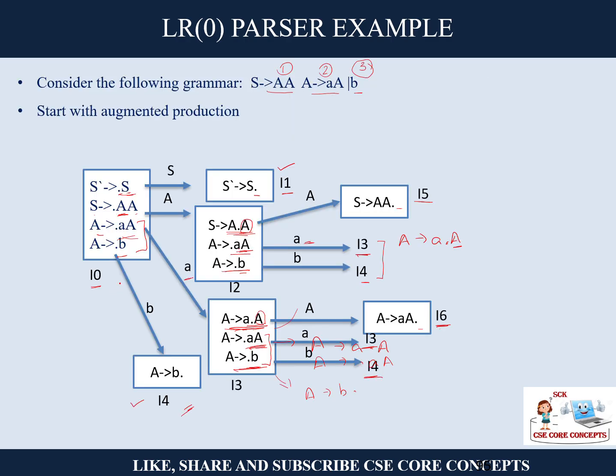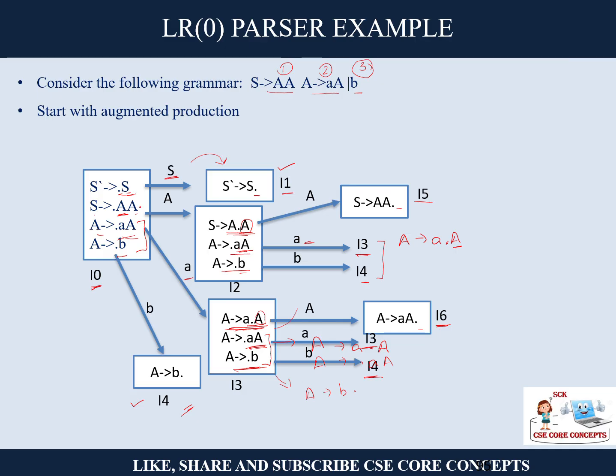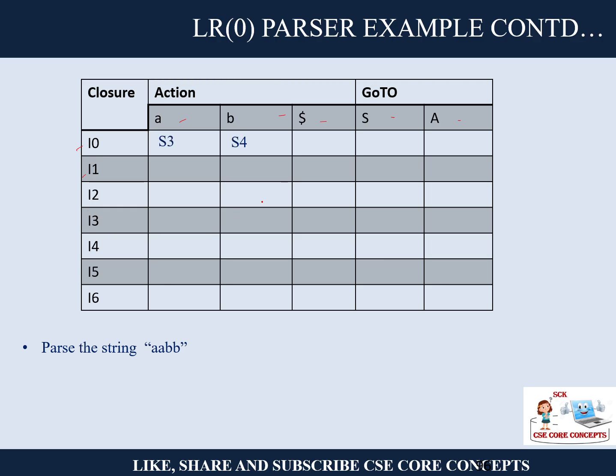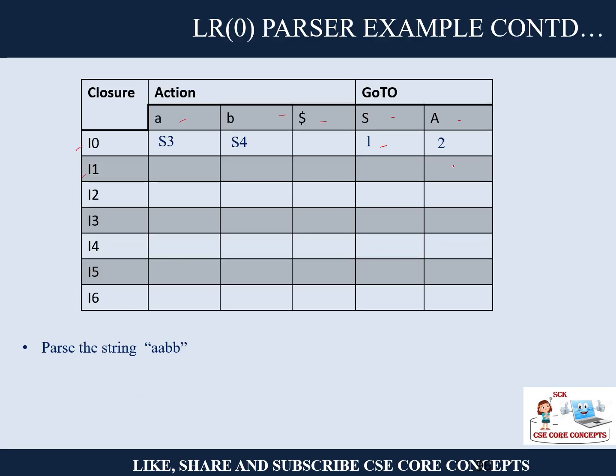So for closure I0, first is S. Where will S lead? To I1. Okay, let us see the terminals first. Small a will lead you to I3. Small b will lead you to I4. So here we will write S3 and S4. For S, we will lead to I1, so for this non-terminal we write only 1. Now for A, let's see. It will lead to I2, so we will write only 2.